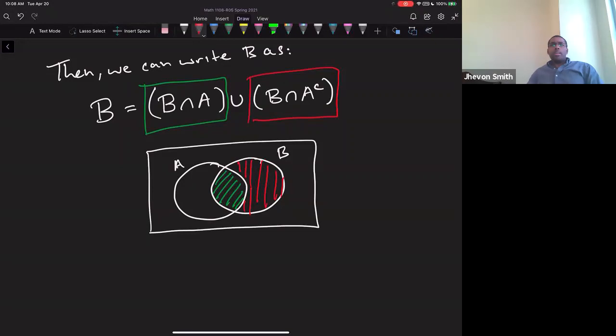It makes sense, right? If I have a set B, I can split it into two parts: the people who are also in A versus the people who are not also in A. And either of these sets could be the empty set. I'm not saying that there has to be something in there, but that is true for sure, okay?